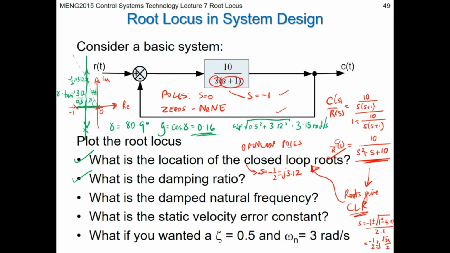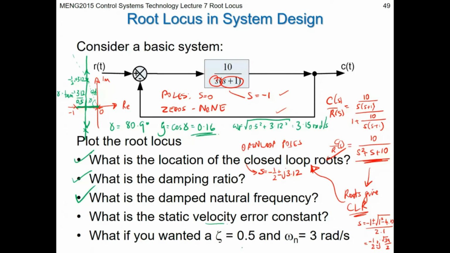And that would be in radians per second, right? So have we got our damped natural frequency? Yep. Next, static velocity error constant. We'll skip over that one, in the interest of time.